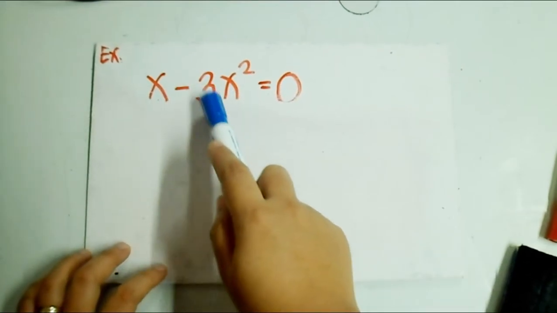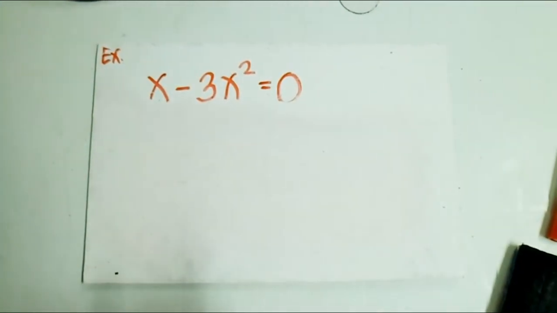Next example, x minus 3x squared equals 0.